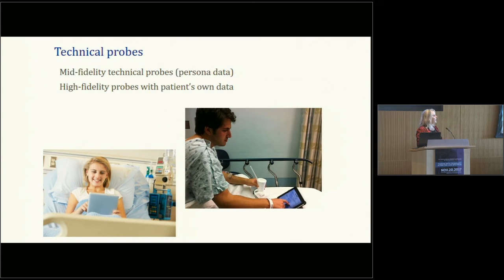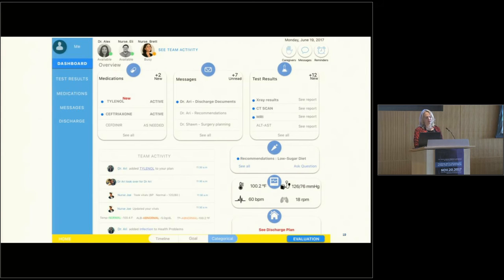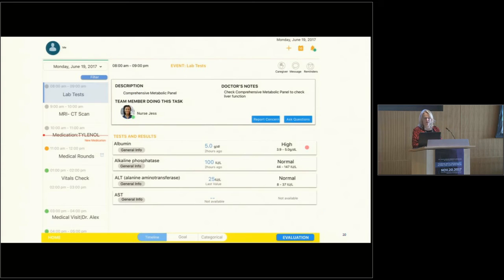And now we're also working on technical probes. We're now at the stage where we're developing mid-fidelity prototypes to try and build out some of these design ideas and actually taking them into the patient's room in the hospital setting and seeing their reactions to this. What we've done is created 3 different types of designs. This one is more of what we call a categorical view, which is a little more similar to the typical organized by problem type lists that are in patient portals and electronic health records.